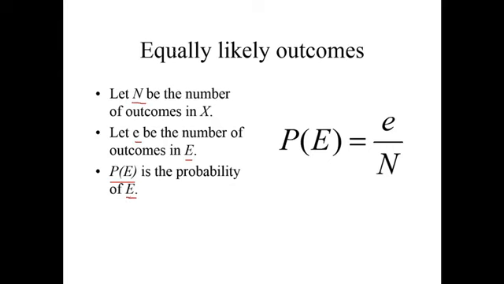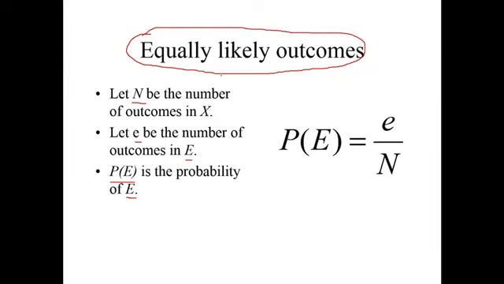the event E. Now this formula is going to work for equally likely outcomes, and so the probability of our event E is little e divided by capital N. You should notice here that since little e is always going to be less than or equal to capital N, at most it'll be equal to N, the probability of E is always going to be between 0 and 1.